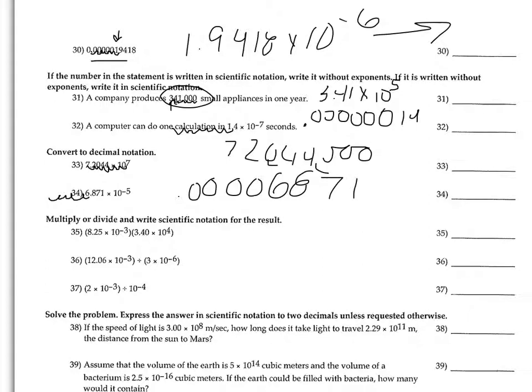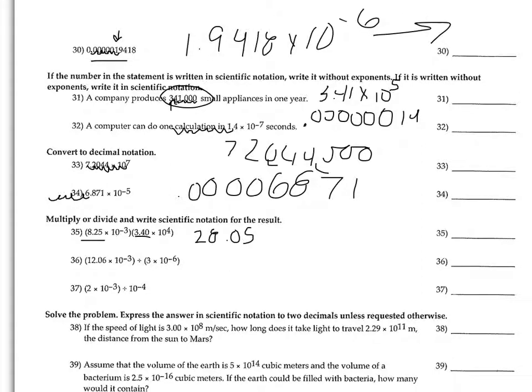Okay, now we're going to multiply or divide and write in scientific notation. So when we're multiplying here, we're going to multiply the numbers. So we need to do 8.25 times 3.40, which is 28.05.